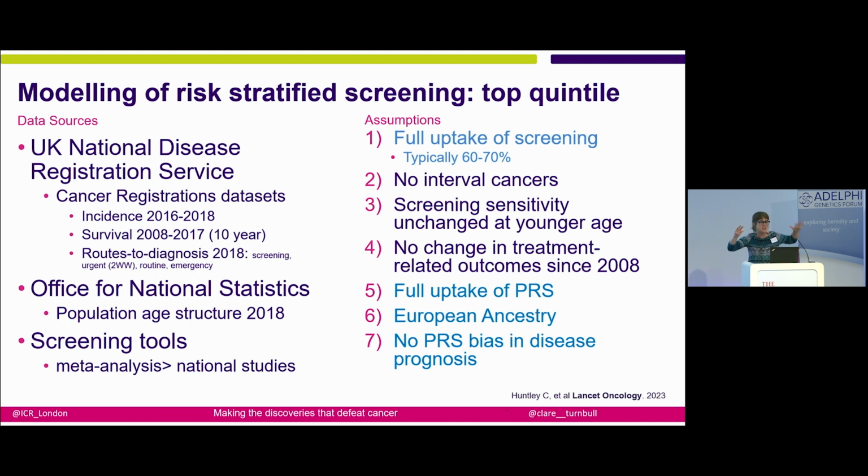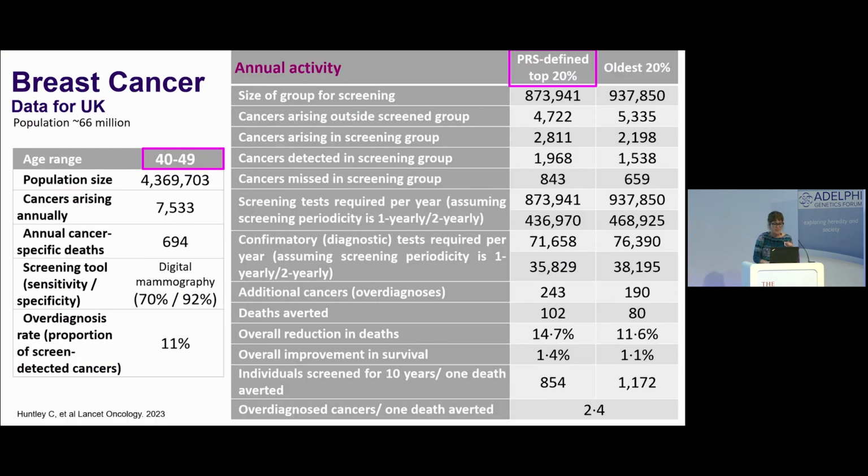Screening sensitivity is as good at young age as it is at old, which for mammography is definitely not true. Treatments have not improved since 2008, so that's a necessary assumption. Everyone is European, and the PRS predicts standard prognosis disease. All 7 of those are highly optimistic, but that's what we started with. So we look at the breast example, age 40 to 49. Again, what happens if we screen the top 20%? And for comparison, say we just screen the oldest 20%, so those aged 48 to 50, we use our mammograms for them. That's the same resource.